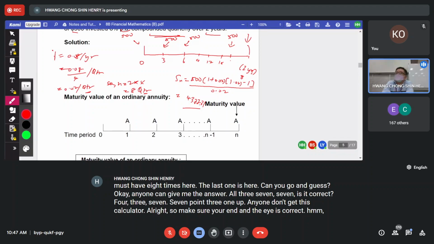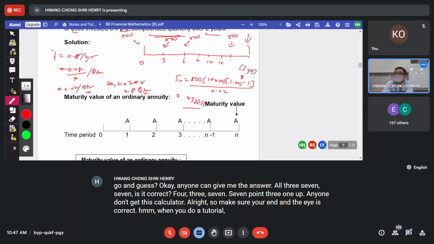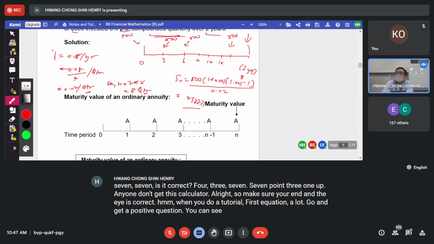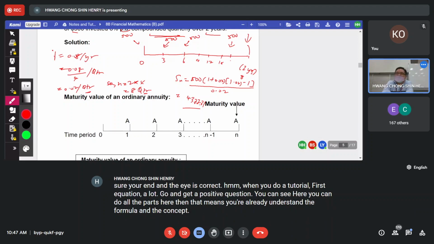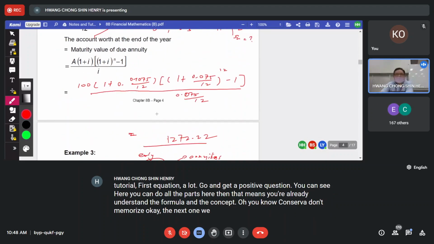When you do your tutorial, do past year questions a lot. Go and get a past year question. If you can do all the past year questions, then that means you already understand the formula and the concept. Concept, don't memorize. Okay, the next one, we already learned the early one, right?